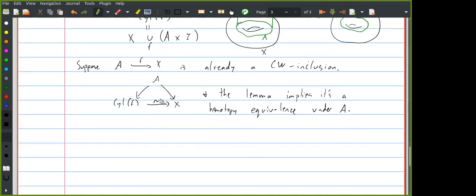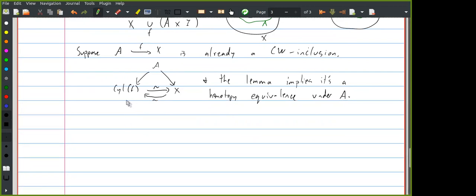Okay, so this is a homotopy equivalence under A. And now what we can do is, since we can find a homotopy inverse to this map which preserves A, we can quotient by A, and we get a homotopy equivalence between the quotients. So the quotient of the mapping cylinder by A is precisely the mapping cone, and the quotient of X by A is X mod A. So this is another proof of this proposition that I started the talk with, that the mapping cone is equivalent to X mod A.